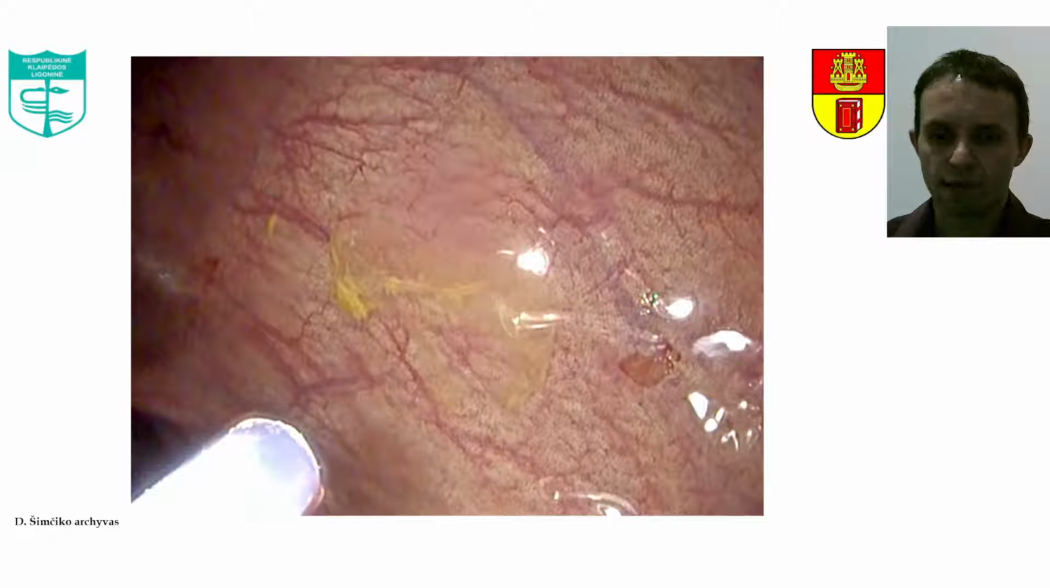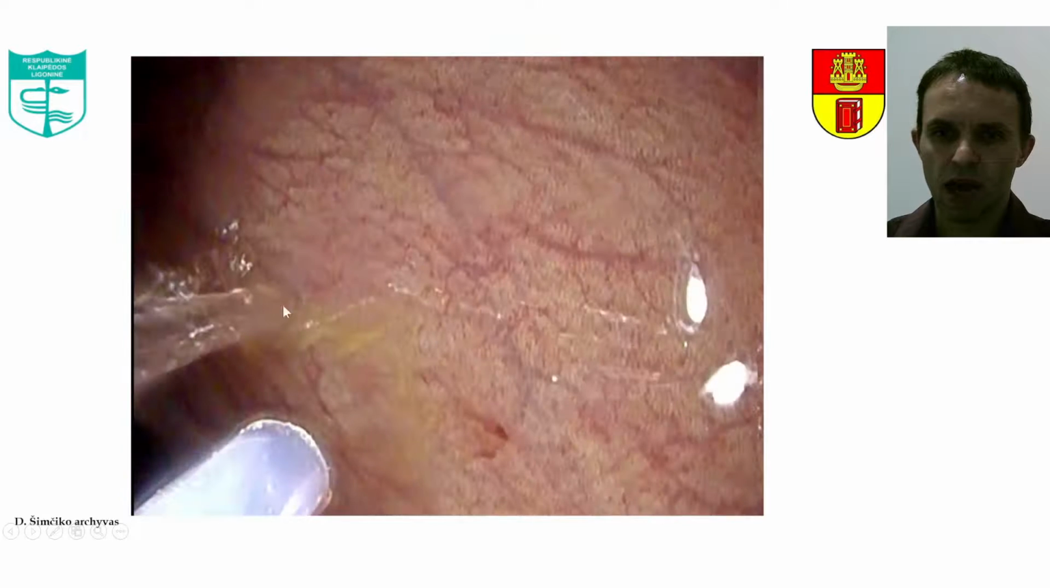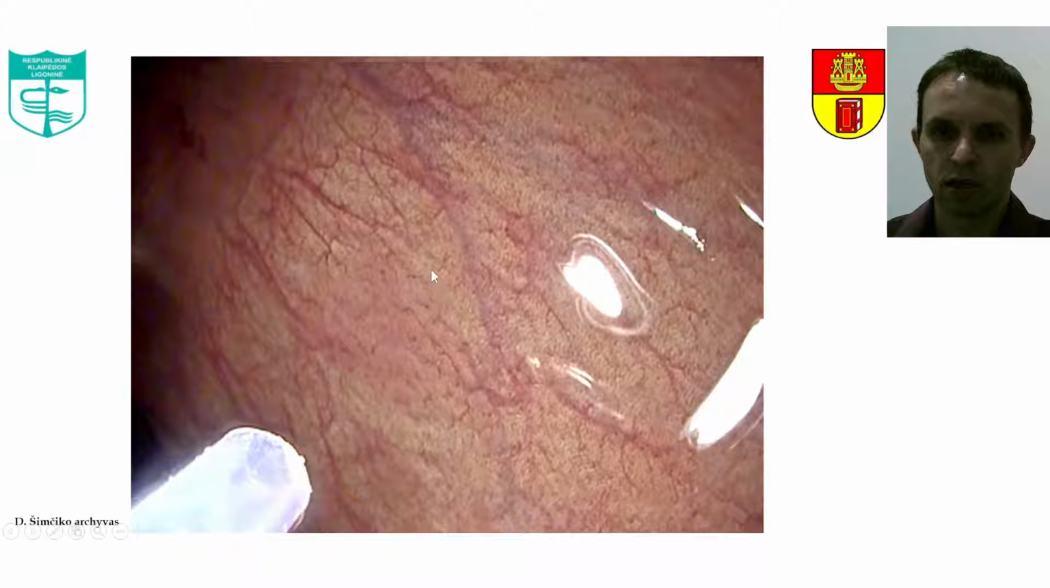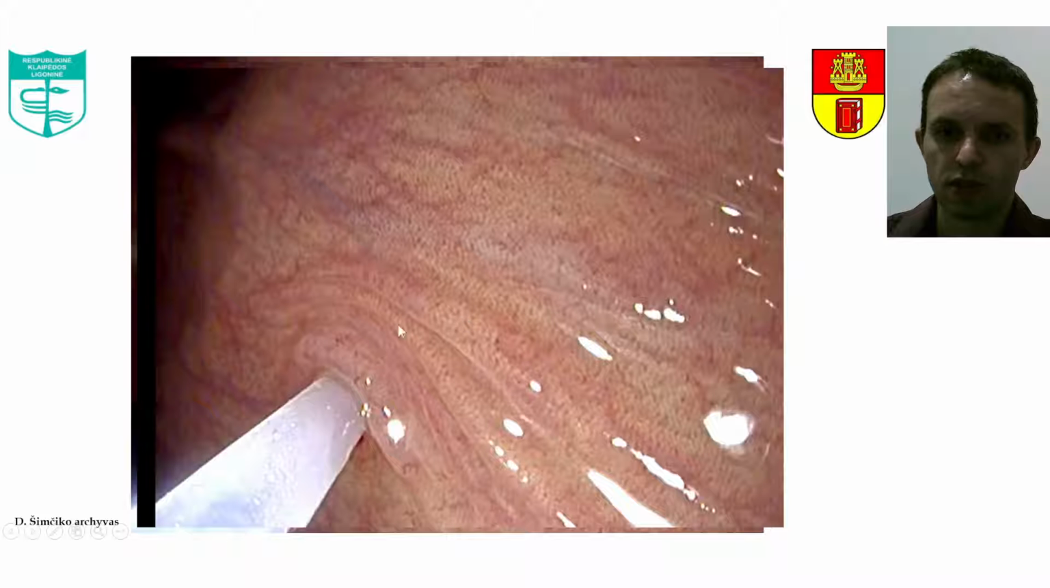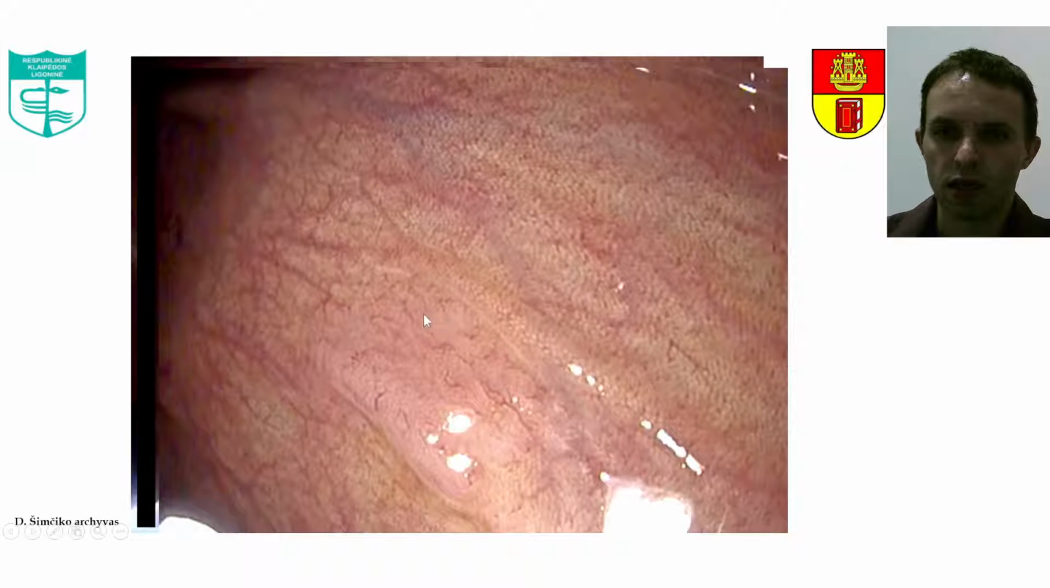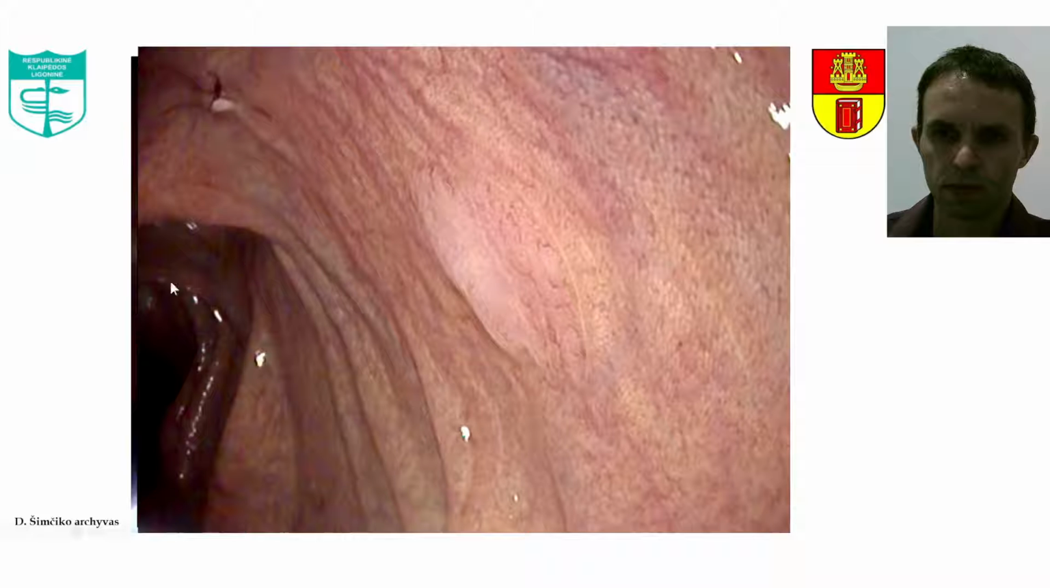Another example: at first look, it looks like a remnant of bowel content, but after we wash the mucus away, it appears to be a flat lesion. I touch with the tip of the instrument, suck a little bit of air out, and the polyp shows its borders. After this polyp was removed, the pathology assessment concluded it was a sessile serrated adenoma.